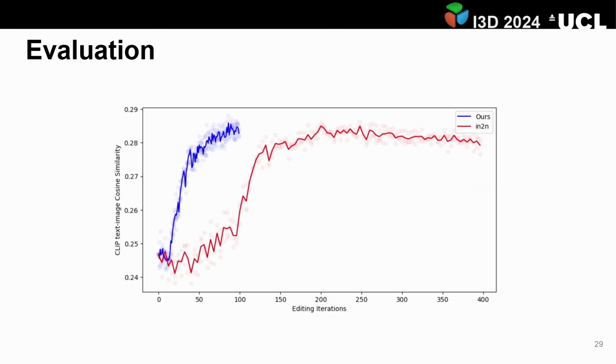As for quantitative evaluation, we compute CLIP text-image direction similarity during the editing iterations. The blue one is our result. The red one is Instruct-NeRF2NeRF. So we can see we obtain similar or higher CLIP score with less editing time and fewer iterations.